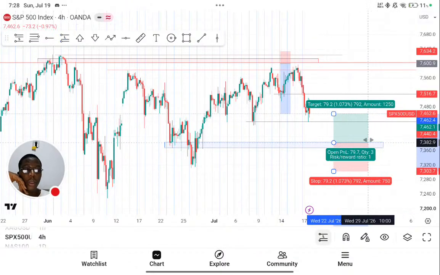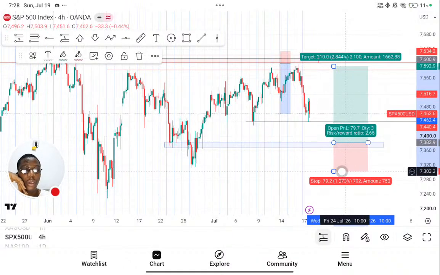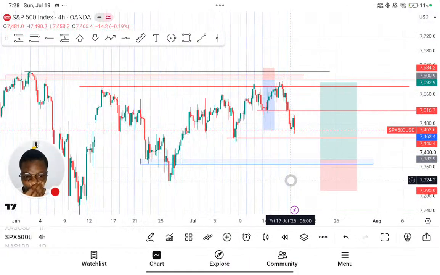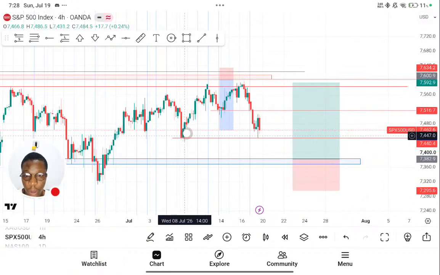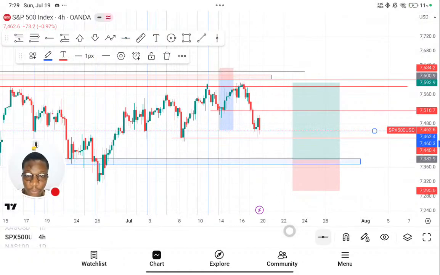So S&P is gonna be bearish for a bit before it still has more potential to the downside. Yeah. So any pullback to the upside, selling. Though there's a zone here you should be mindful of.